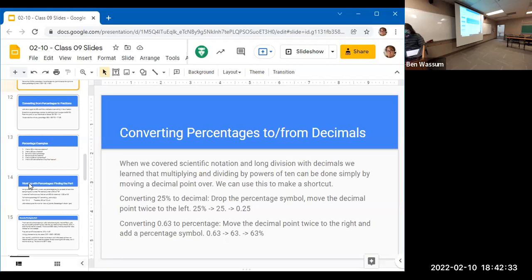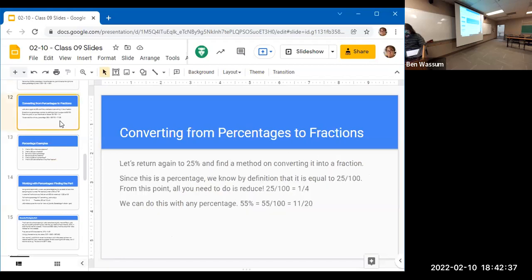All right. So let's look at converting from the percentages to fractions.